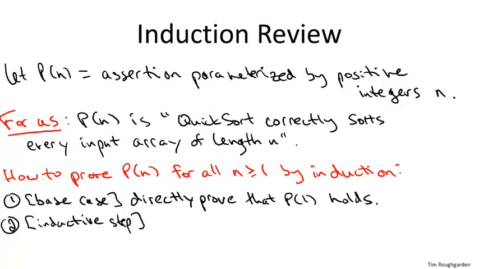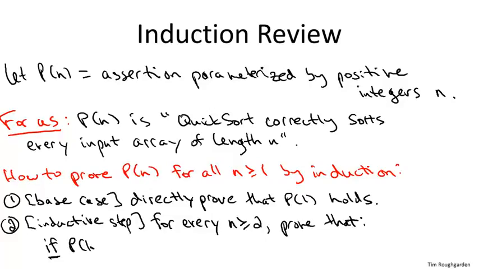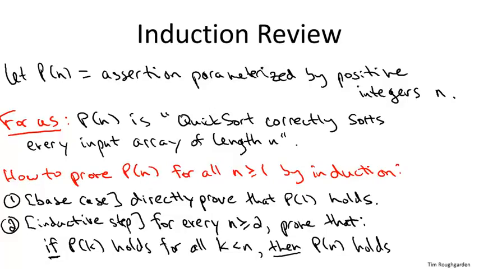And in the inductive step, you look at a value of n not covered by the base case, so a value of n bigger than 1, and you show that if the assertion holds for all smaller values, smaller integers, then it also holds for the integer n. That is, you show that for every positive integer n that's 2 or greater, you assume that P of k holds for all k strictly less than n, and under that assumption, which is called the inductive hypothesis, you then establish that P of n holds as well.